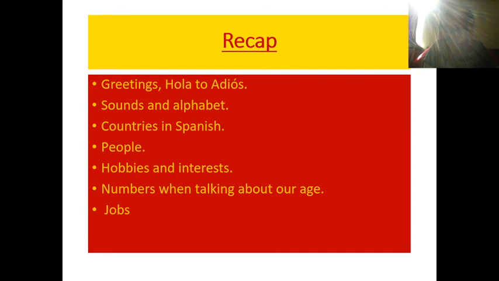We've learned about people in general. So hobbies and interests, what we like, what we don't like. You can also, actually, I didn't even tell you that. So if you don't like something, you can say no me gusta. It's quite simple. So me gusta, me gustan, or me interesa. That's for our hobbies and interests. Also, we've looked at jobs. And we've also learned briefly about how to say our age and some numbers there as well.